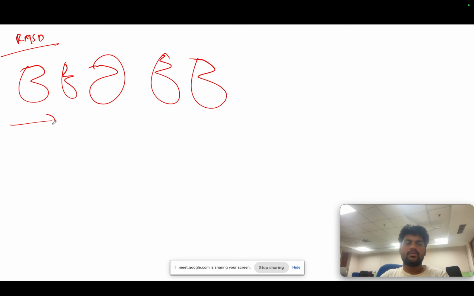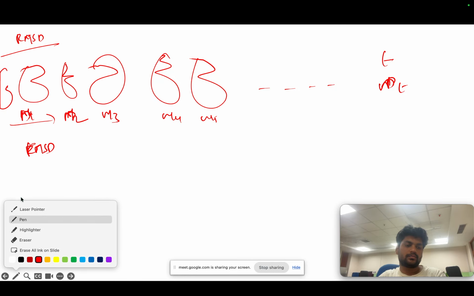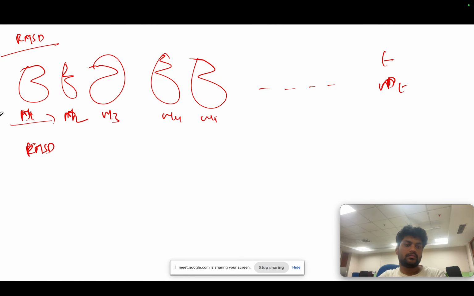So there are different types of microstates. This is the first microstate, M1. At time t you have n_t microstates. Now you will calculate the RMSD. The initial one is nothing but M1.